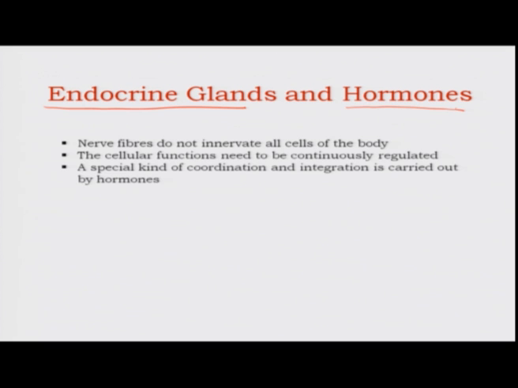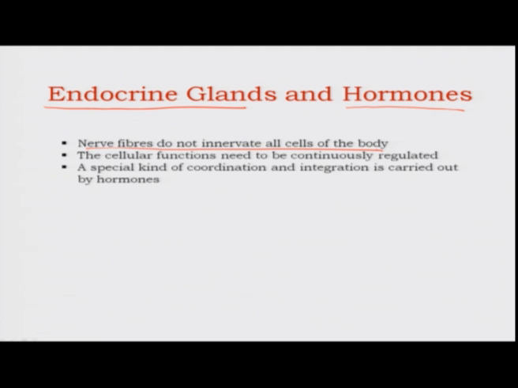Why do we need such an endocrine gland and hormone system as chemical coordinators in the human body? The reason is that the nervous system, although it is a very good and quick method of regulating and coordinating the multiple actions that take place throughout the human body, does not have nerve fibers innervating all cells of the body. Cellular functions need to be continuously regulated, and many cells in many different organs do not have direct innervation from the nervous system. So, their cellular functions are not regulated by the nervous system.